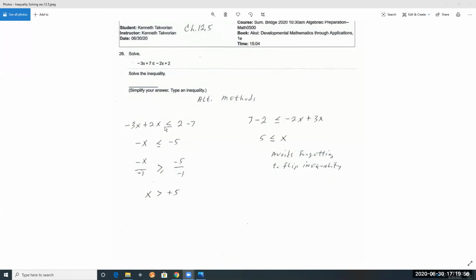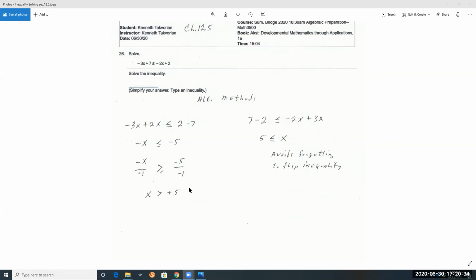Let's do this problem two different ways. Let's bring the minus 2x to the left, so it becomes plus 2x, and the 7 to the right, so it's negative 7. We're going to combine like terms, so that's minus x is less than or equal to minus 5. We need to solve for x, which has a coefficient that is negative 1, so we divide both sides by negative 1. That's great, but we have to remember to change the inequality from less than to greater than. And I left off the equal sign, my fault. So it's x is greater than or equal to plus 5.